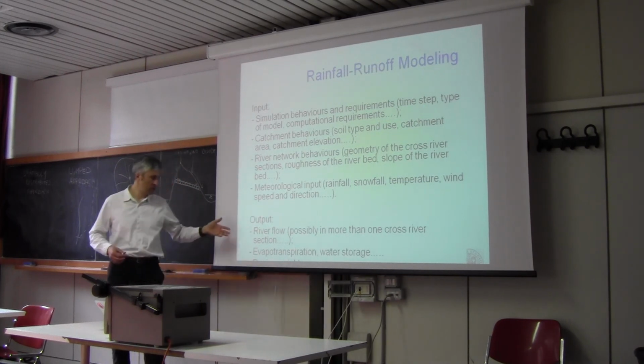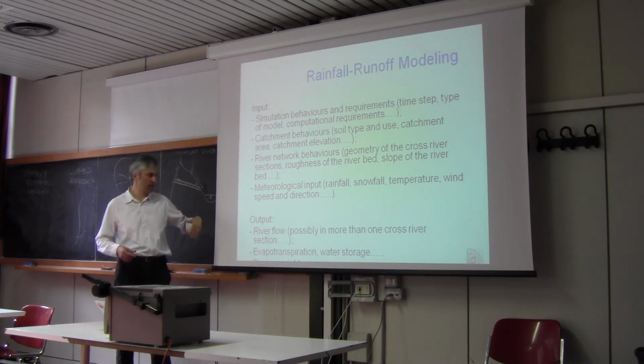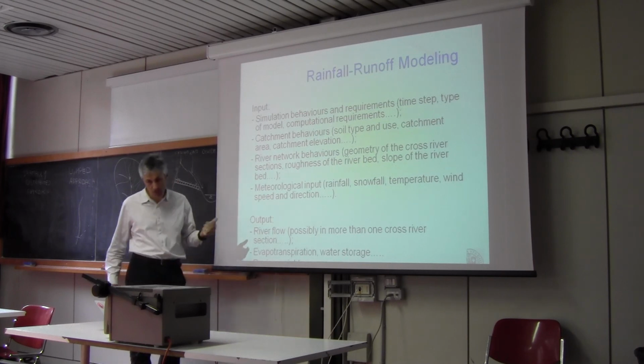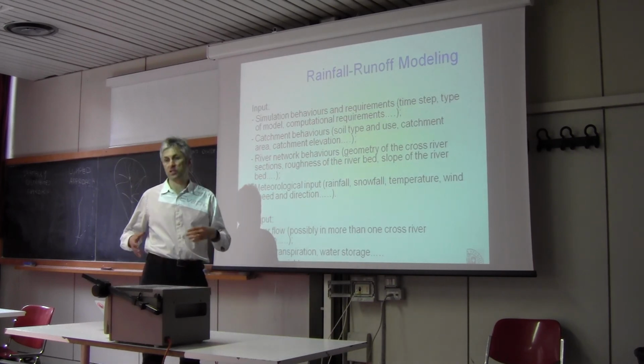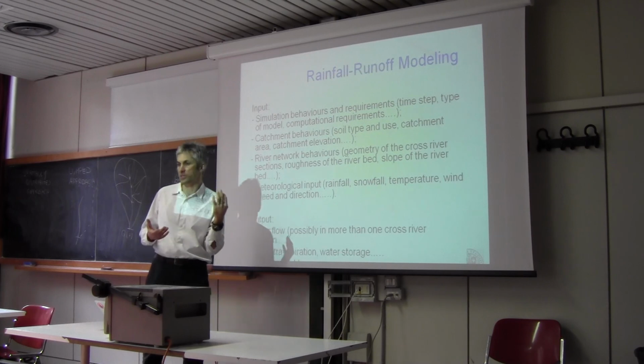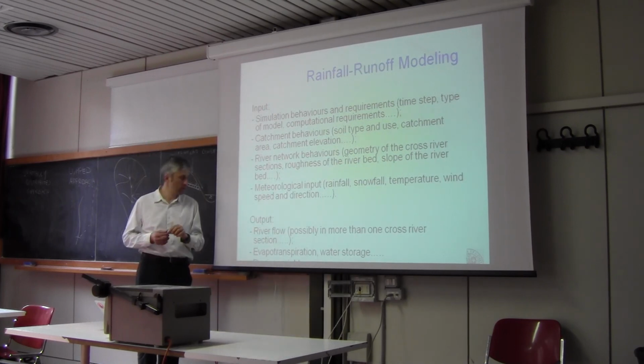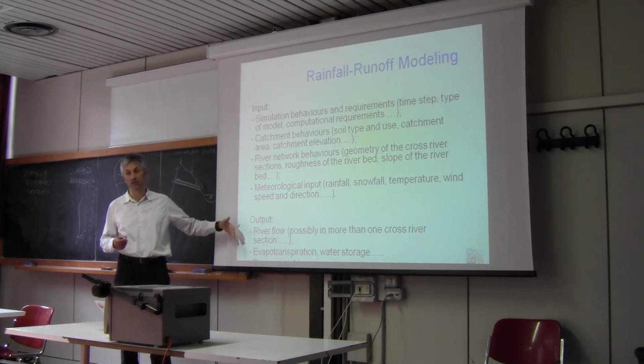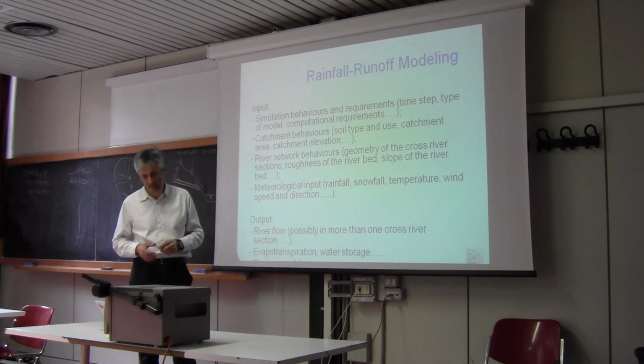And the output is, of course, the most important is river flow, but we may also include evapotranspiration, we may also include design variables like water levels, for instance. Because water level may be more important than the river flow when we design levees, for instance, works to mitigate the effect of floods, etc.